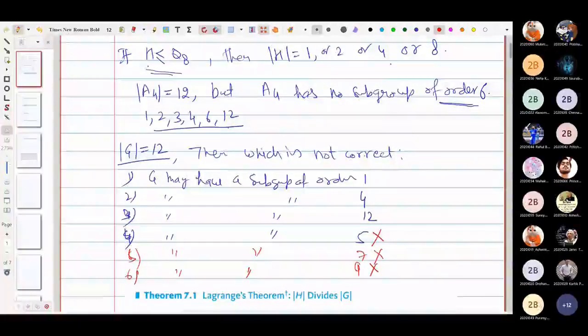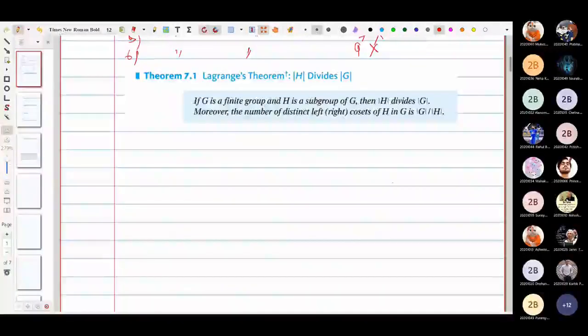So among these elements, which are the divisors of the order of the group, we are supposed to check. Fine. So here is Lagrange's theorem. It says that if G... one more thing you should note is that this is true for a finite order group. Okay. So if G is a group of finite order and H is a subgroup of G, then the order of H divides the order of G.